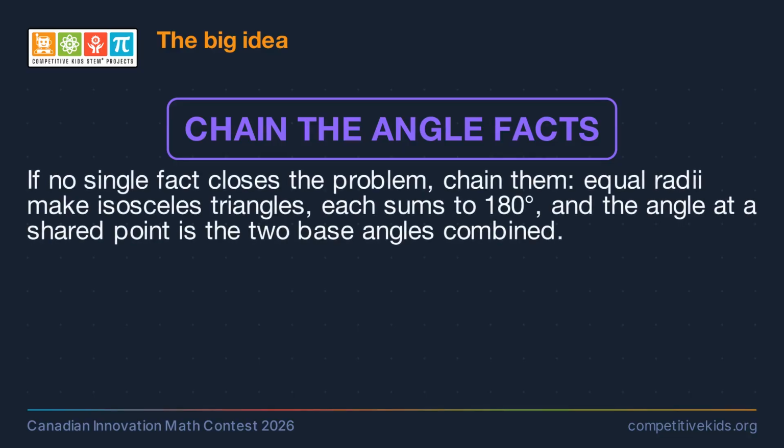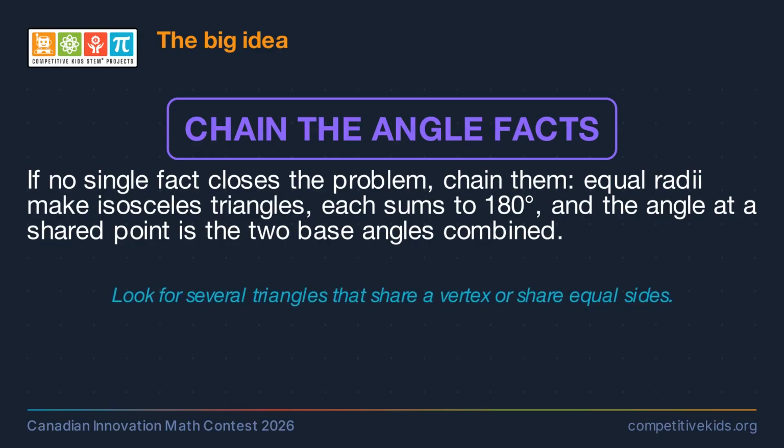If no single fact closes the problem, chain them together. Equal radii make isosceles triangles. Each triangle sums to 180 degrees, and the angle at a shared point is the two base angles combined. Look for several triangles that share a vertex or share equal sides.